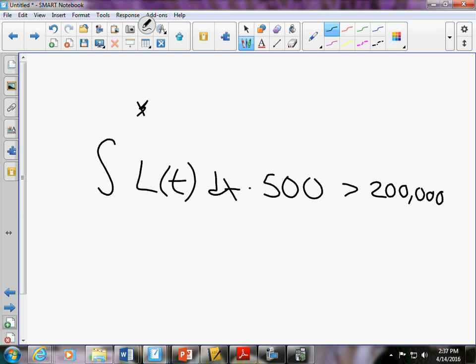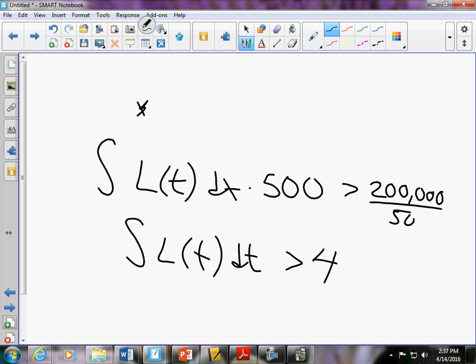Okay, so in order for this to be true, let's divide each side by 500. What would we get if we divide each side by 500? That would mean that the total number of cars turning left in some 2-hour period would have to be greater than what? If we divide this by 500, okay, let's knock off the 2 zeros. So we have 2,000 divided by 5, so that would be 400. Okay.